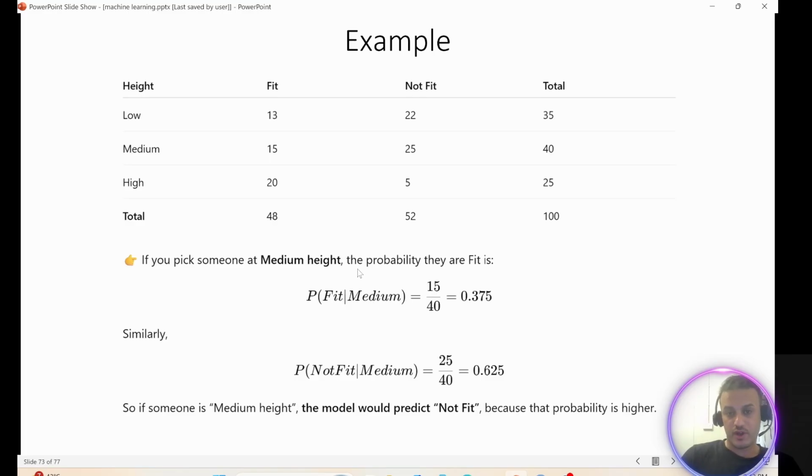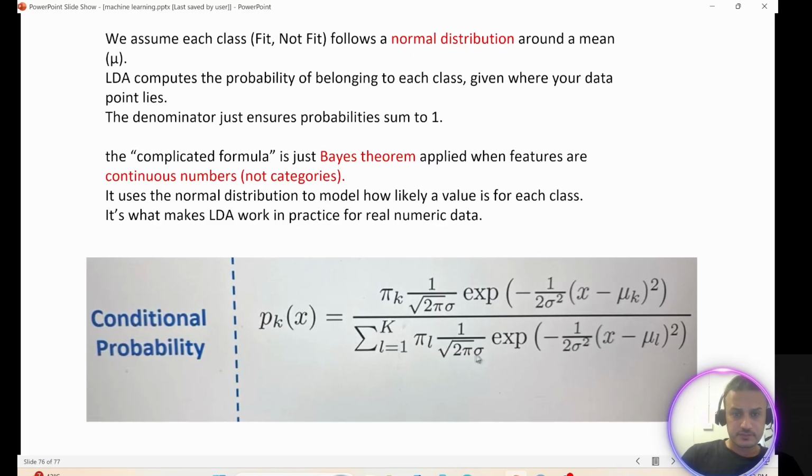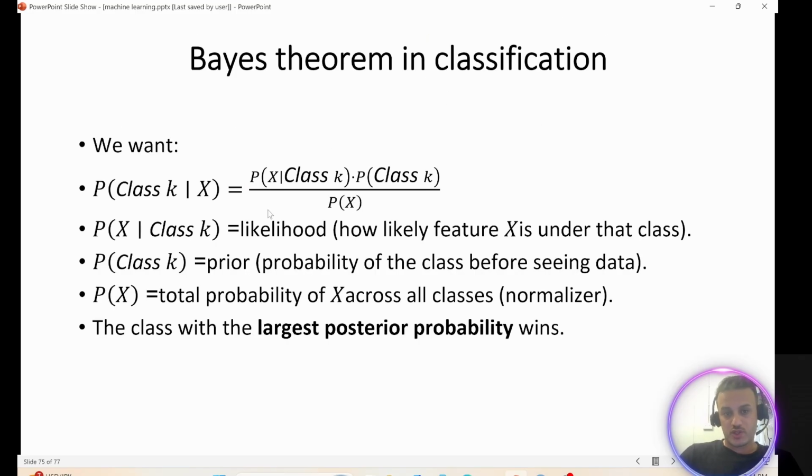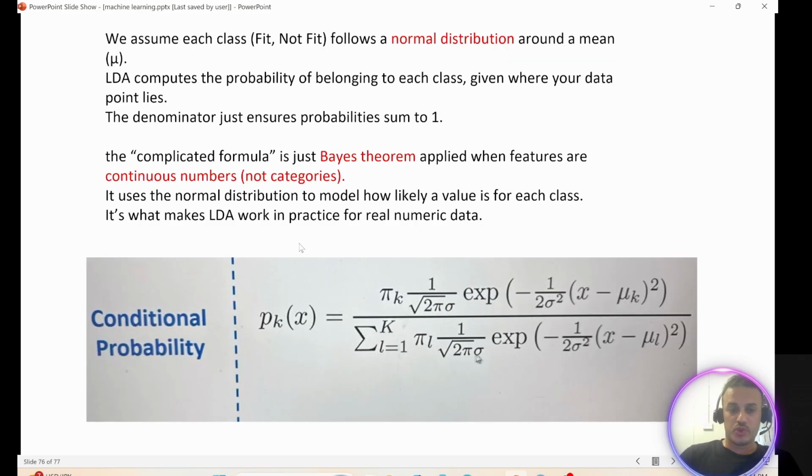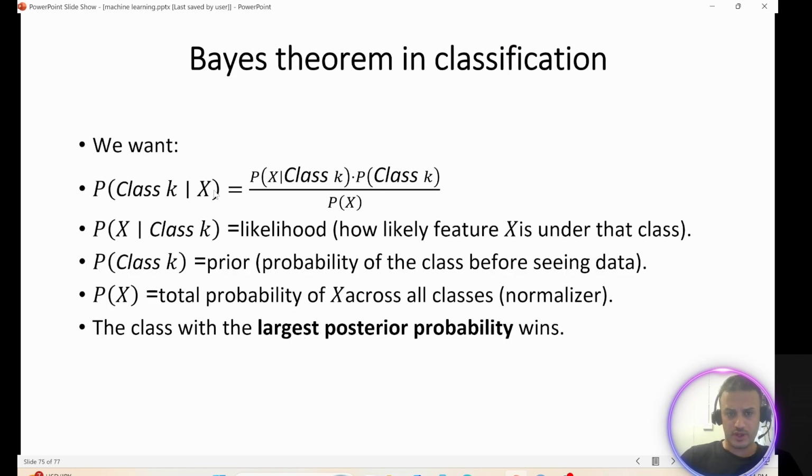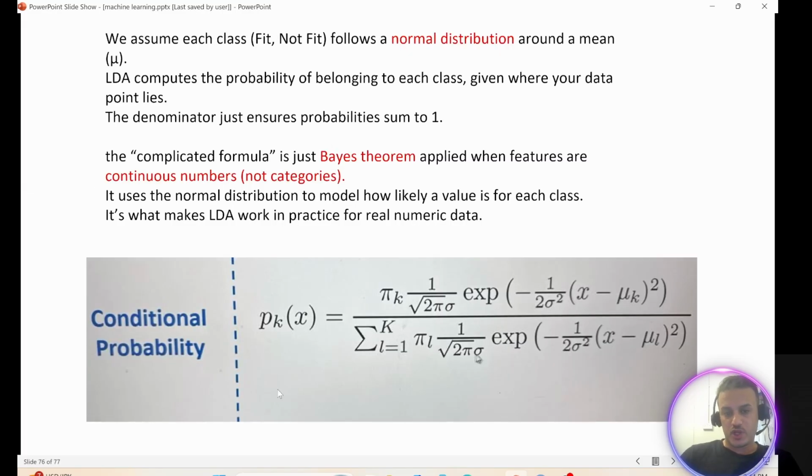But in real life, we have more complicated, continuous data like gamma ray or any continuous data. Instead of using this simple equation, the likelihood probability, we will use the conditional probability equation, P of k given x, for the likelihood. We compensate the likelihood with this one, and with this equation we will find these parameters. You find the mean of the data. We assume that each class, fit or not fit, follows a normal distribution around a mean.